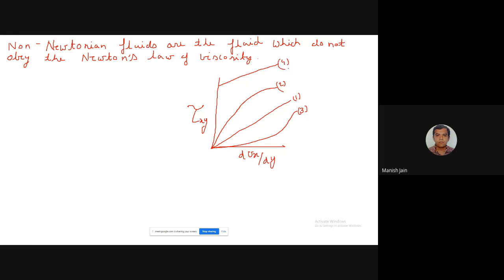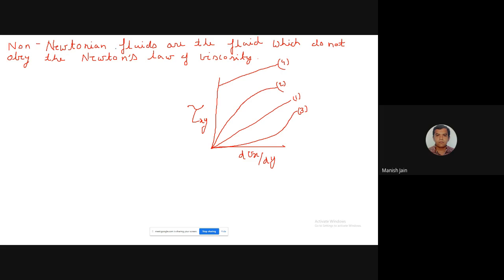So there are different types of curves. The second, third, and fourth are the most common non-Newtonian fluid behaviors. There is also more complex fluid behavior, which we will discuss later in this course. First we will discuss these types of fluid behavior.